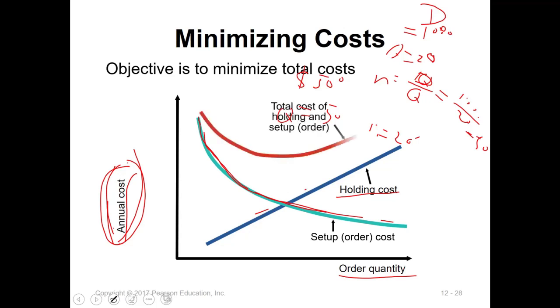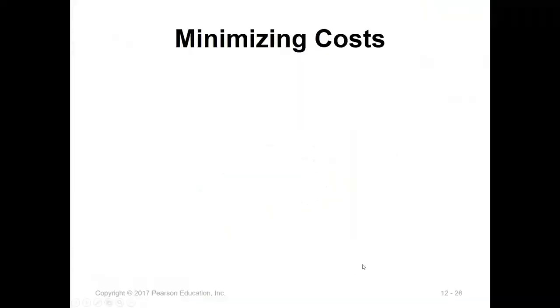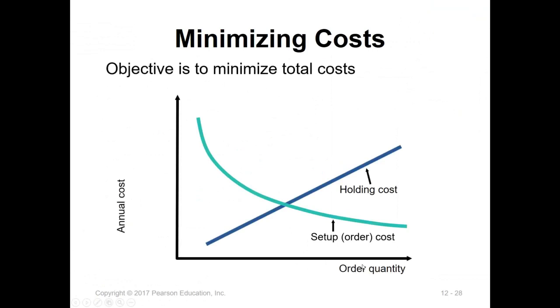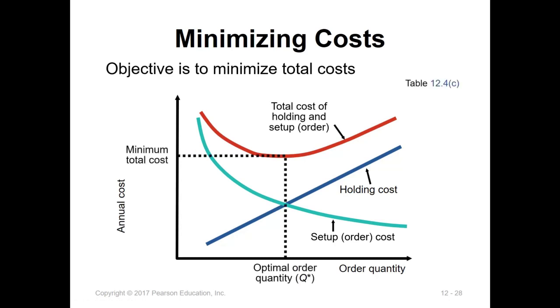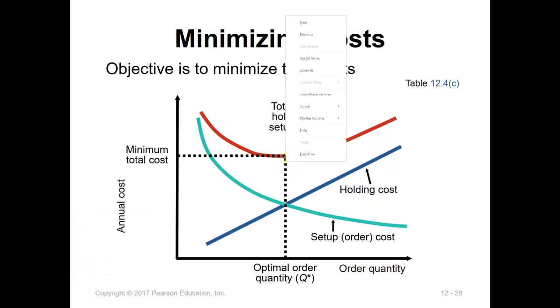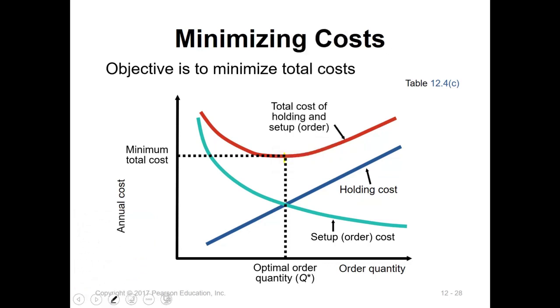Now it gives us an overall total cost, including the holding cost and the setup cost. This curve is the total cost of the ordering and setup. It is going to first drop, and then increase, somewhere in the middle. And then you will see this is the minimum point. This minimum point is the optimal order quantity. We call this Q star.